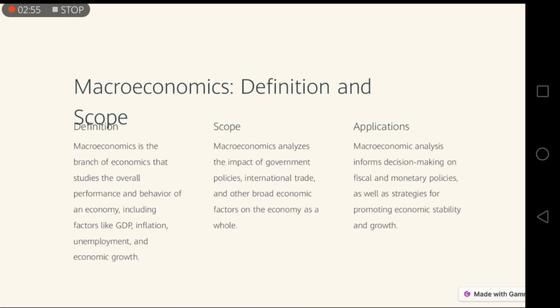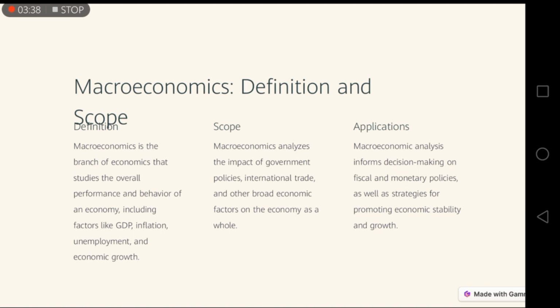Next, we have the macroeconomics definition and scope. The simple definition states that macroeconomics is the branch of economics which studies the overall performance and behavior of an economy, including factors like GDP, inflation, unemployment, and economic growth. As we stated in the previous lecture, the macroeconomic indicators are unemployment, inflation, GDP, GNP, per capita income, PCI, CPI, etc. So macroeconomics deals with the big factors that influence economic decisions and resource allocation.